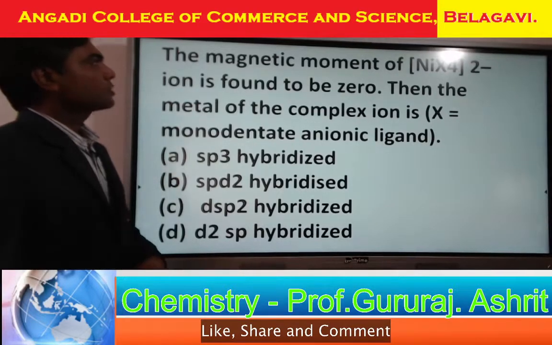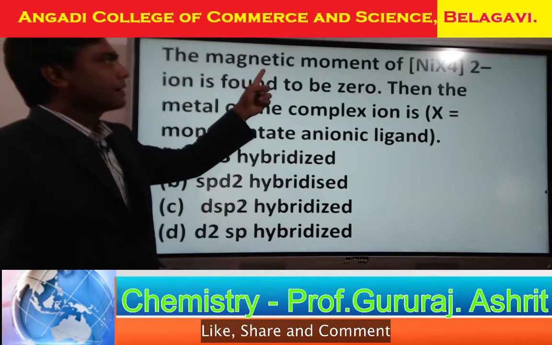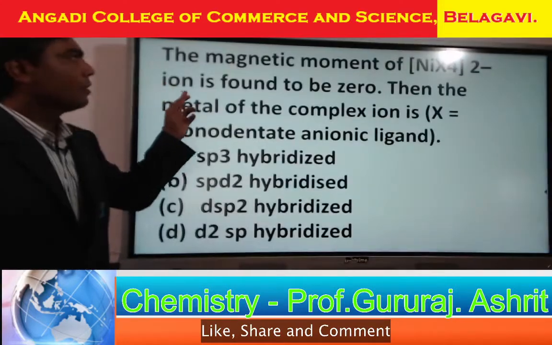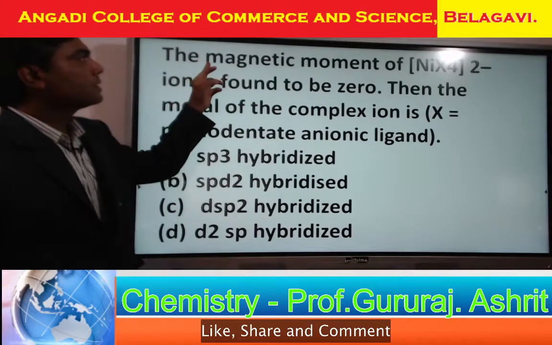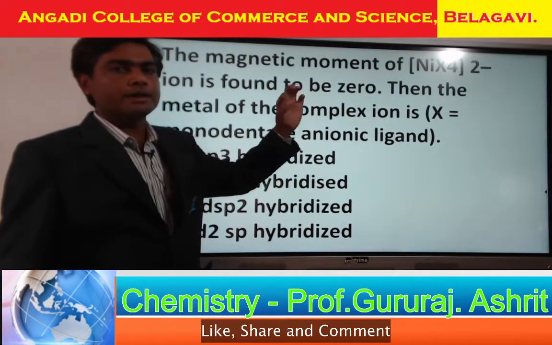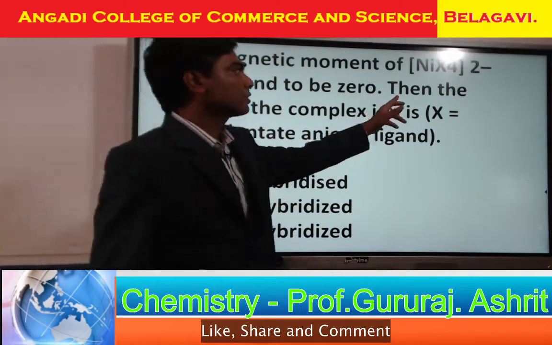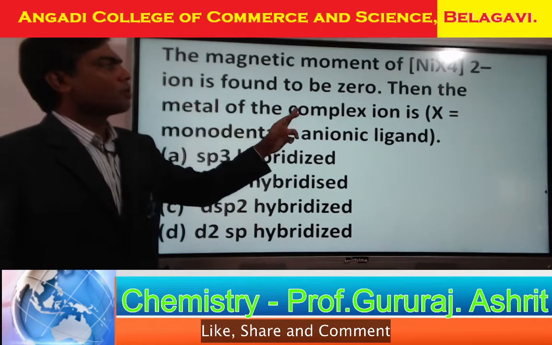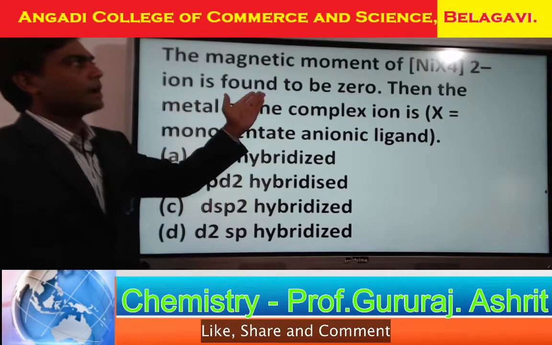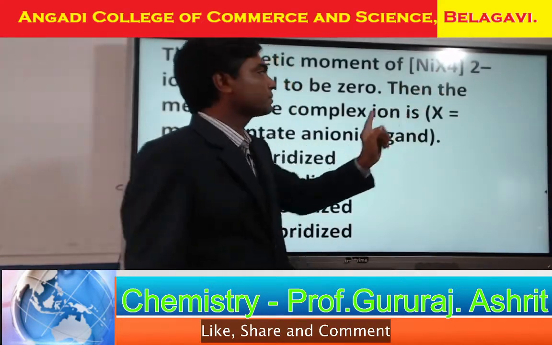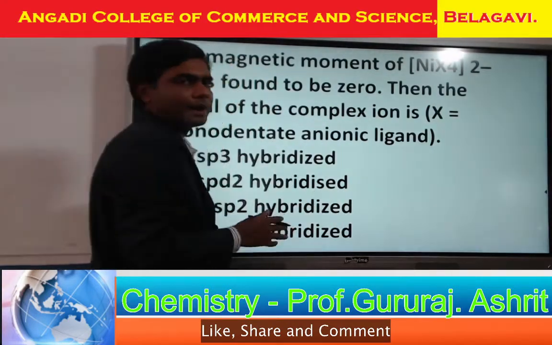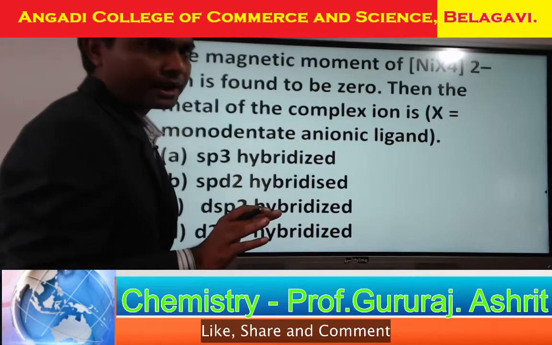Okay. The next question you can see here. The magnetic moment of the Ni X4 2 minus ion is found to be 0. It means that for this complex ion, the magnetic moment is 0, meaning no unpaired electrons. Then he is asking the hybridization of that metal, nickel, which is present here, and in brackets he is giving X is equal to a monodentate anionic ligand, meaning it has a -1 charge.